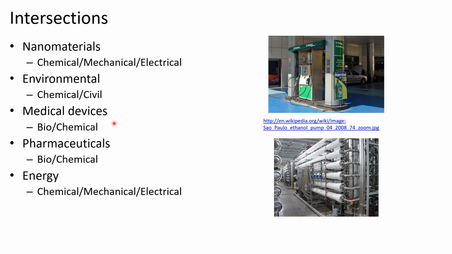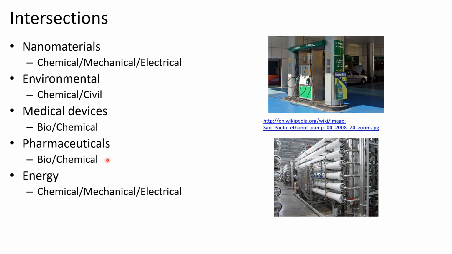The design and construction of medical devices is an area of overlap between bio and chemical engineers. Those involved in the design of those artificial kidneys you saw earlier were a mix of different engineers, primarily chemical and bioengineers. The production of drugs and pharmaceuticals also is an area of great overlap.